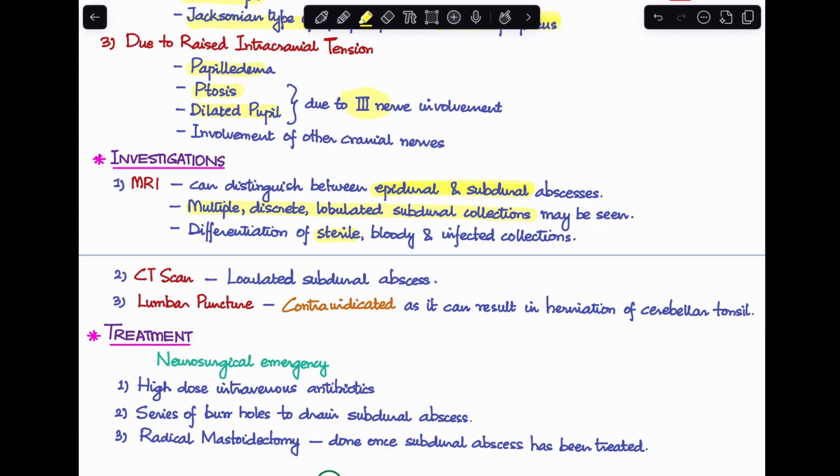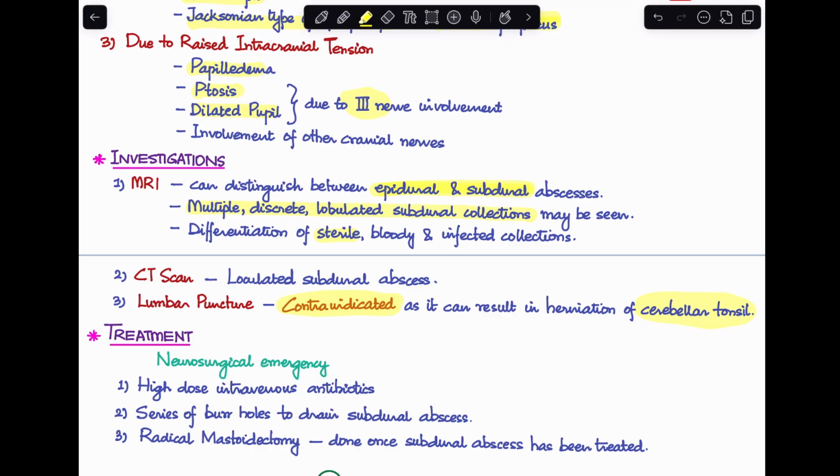And in these cases, lumbar puncture is contraindicated. It is very important to remember this. Why is it contraindicated? It is contraindicated because it can result in the herniation of the cerebellar tonsil.